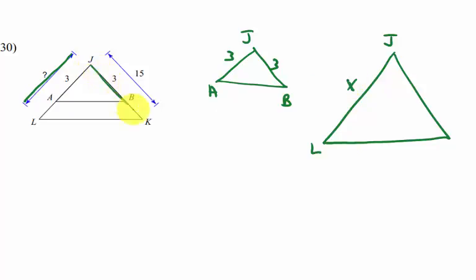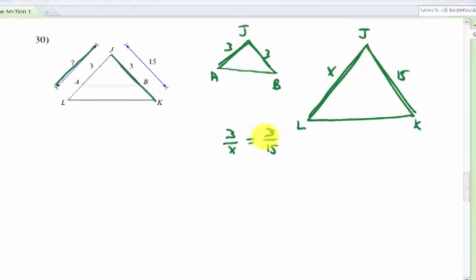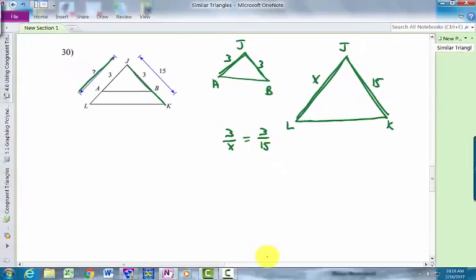And then JK, which is that side, is 15. So you can do the same thing. You can just do proportions. I'm going to go small to big. 3 over x is equal to this side over this side, 3 over 15. And you should pretty much be able to tell what the answer is without having to do cross product, I'm hoping. X equals what? X equals what?